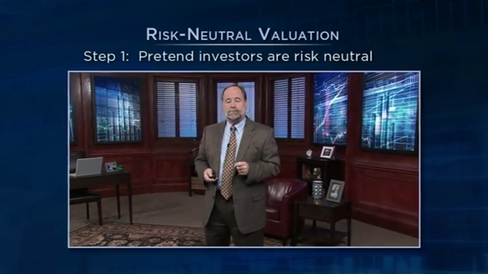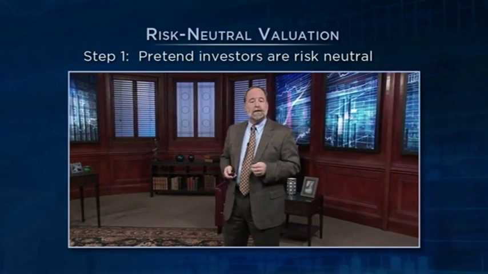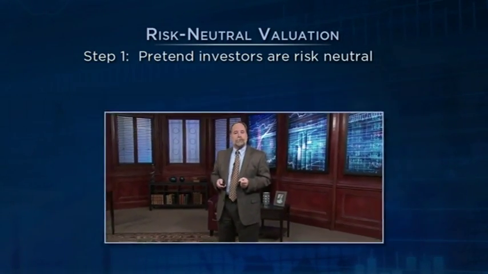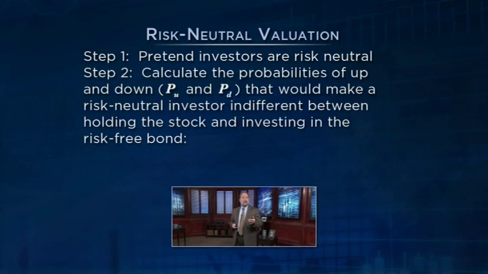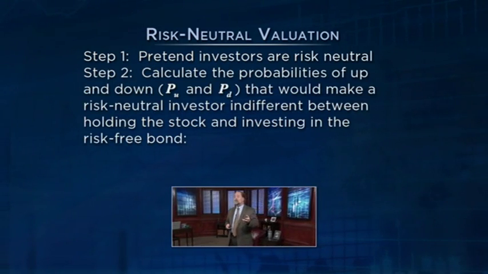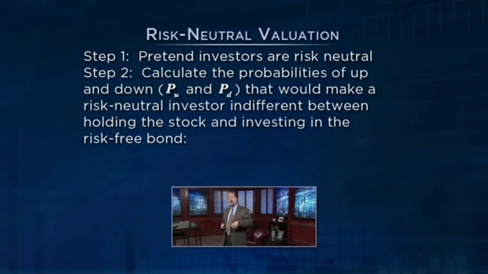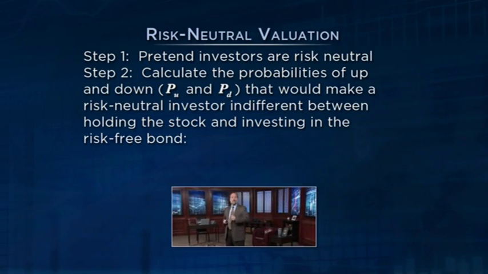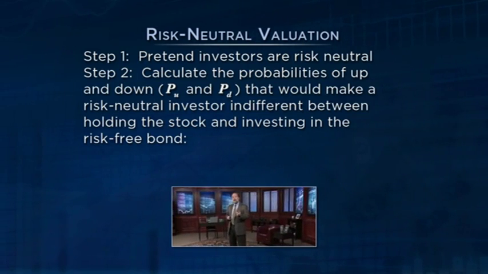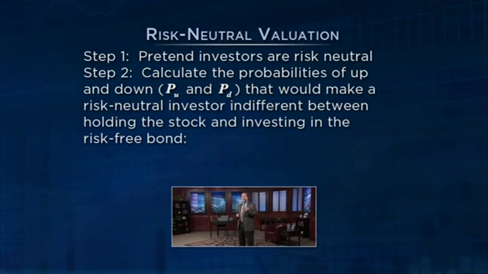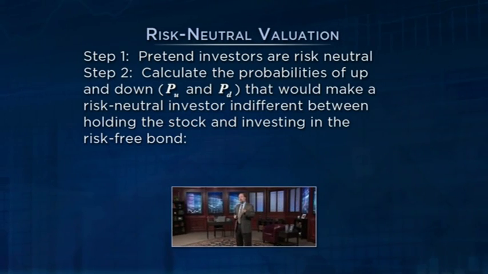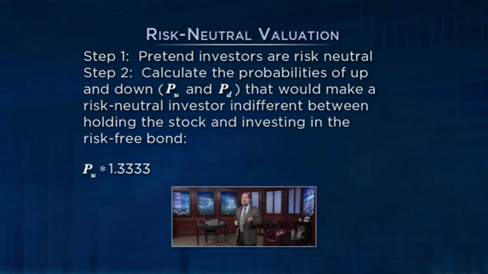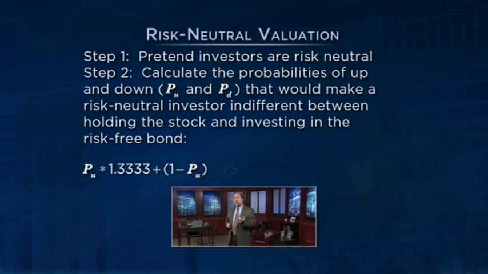All right, so step one. We're going to go through this, by the way, in a couple of steps. Pretend that investors are risk neutral. Okay, so this is the fictional part of this story. Calculate the probabilities of up and down, PU and PD, that would make a risk-neutral investor indifferent between holding the stock and investing in the risk-free bond. So we have PU and PD. PD is going to be 1 minus PU. It must be the case that PU times (1 plus the up factor) plus (1 minus PU) times (1 plus the down factor) has to equal 1 plus the risk-free rate. So that's PU times 1.333 plus 1 minus PU times what?